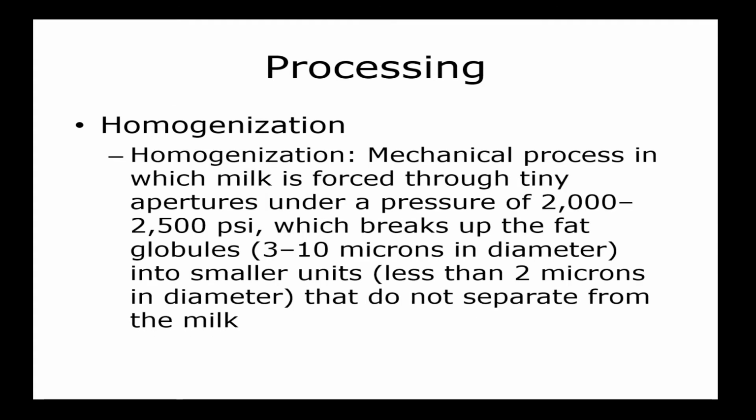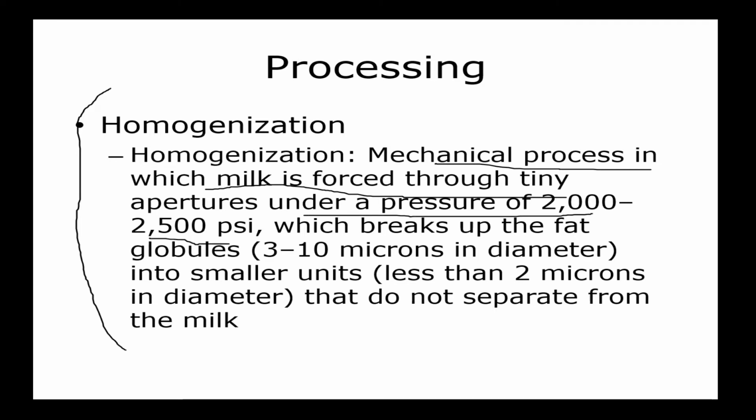So talking more about homogenization, what is it all about? What is the technical mechanism of it? It's a mechanical process in which milk is forced through tiny apertures under a pressure of 2000 to 2500 psi, which breaks up the fat globules, which are around 3 to 10 microns, into smaller units so that they do not separate from the milk.